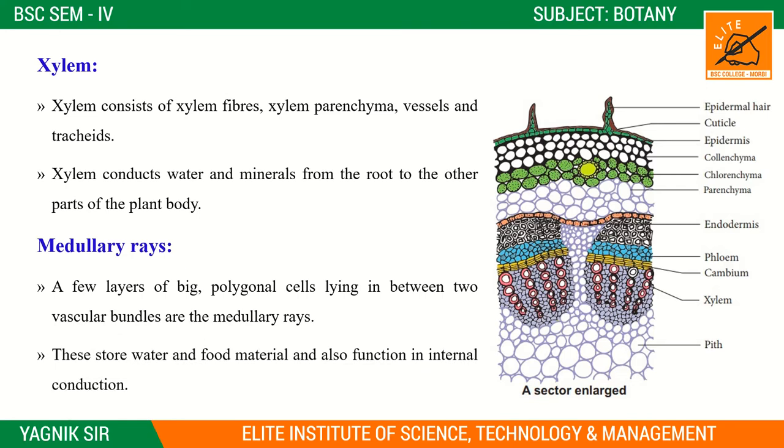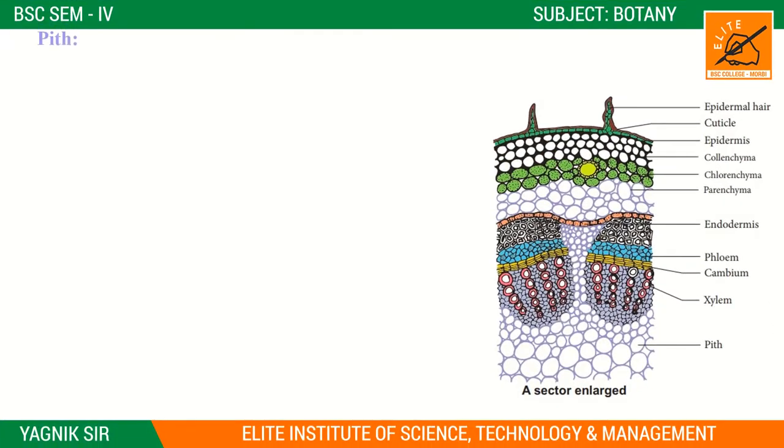So this stores the foods and the water materials and also functions in the internal conduction. Then the last one is the pith. So the large central portion of the stem is called the pith.